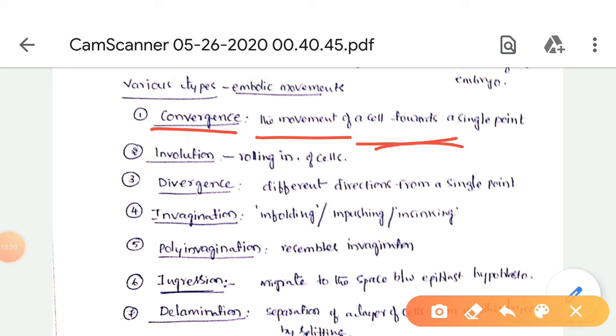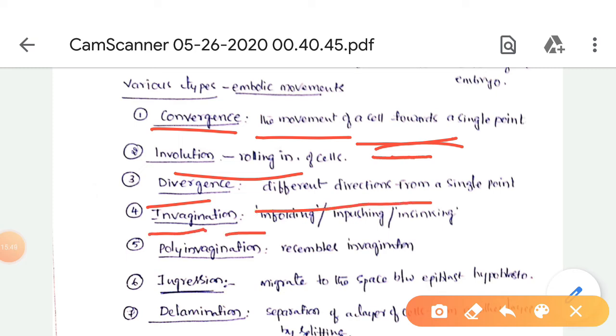It's called convergence. And involution means rolling in. So here the cells present on the blastoporal lip move over the lip and are brought to the inner side of the lip. And divergence is completely opposite to convergence. So here the cells move in different directions from a single point.